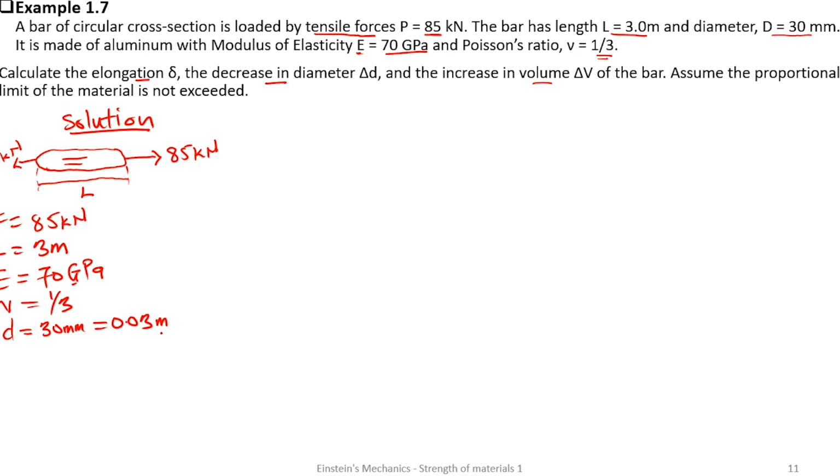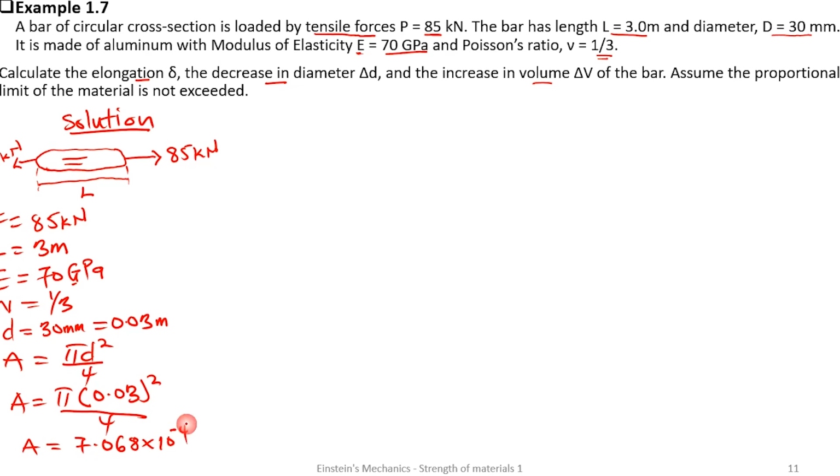So let's find the area for the first time. Area is equal to pi d squared on 4. And our area is going to be pi, our d is 0.03 meters squared on 4. And our area is giving us, what are you getting? I'm getting 7.068 times 10 raised to the power negative 4 meter square for the area.